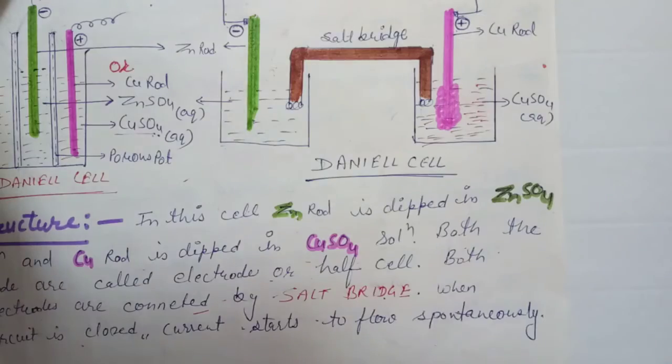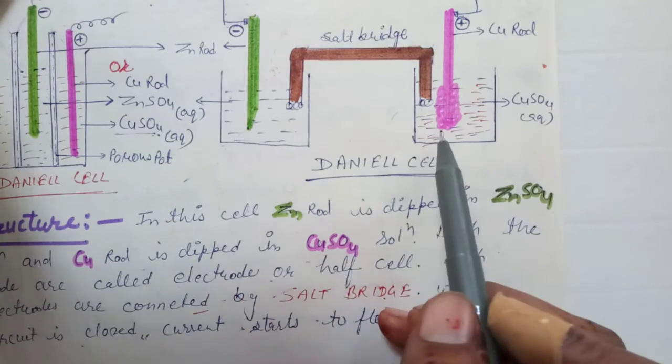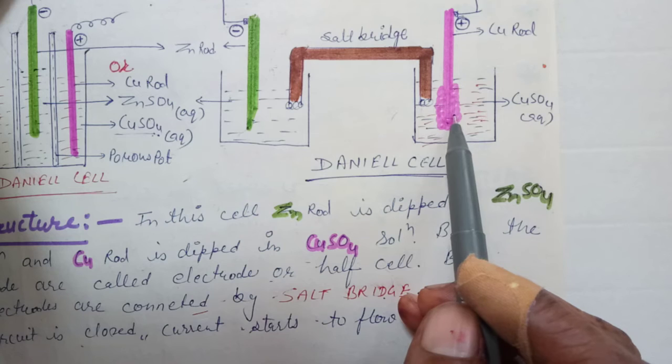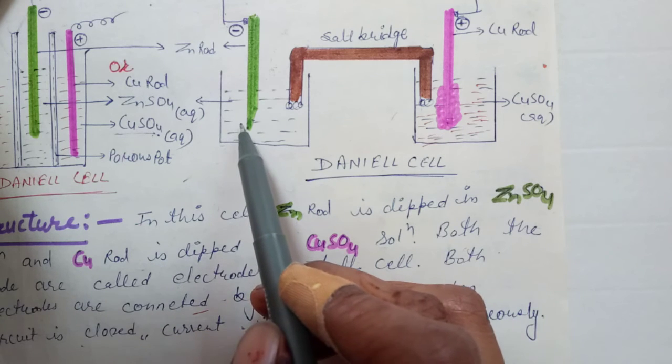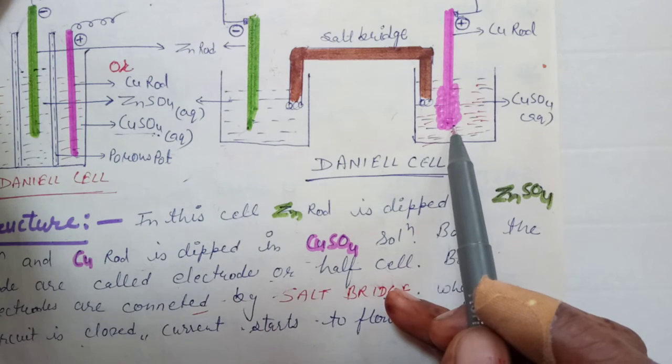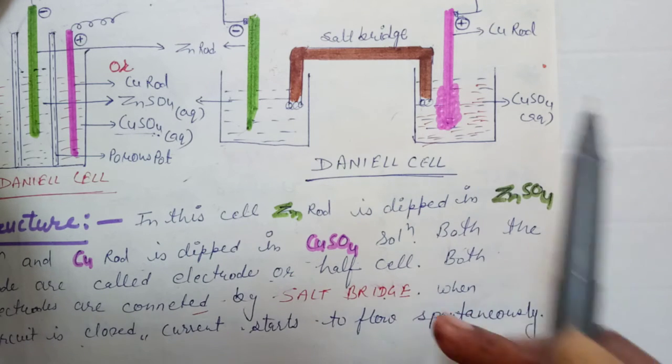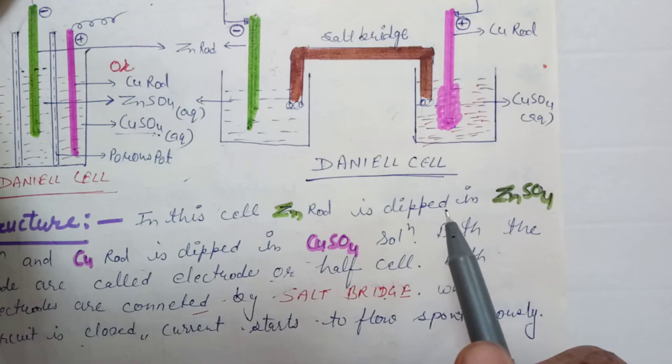If this is the anode, then the other will be the cathode. If the anode is negatively charged, then the cathode will be positively charged. Here on the left side an oxidation reaction takes place, so on the right side a reduction reaction will take place. This is the learning trick.